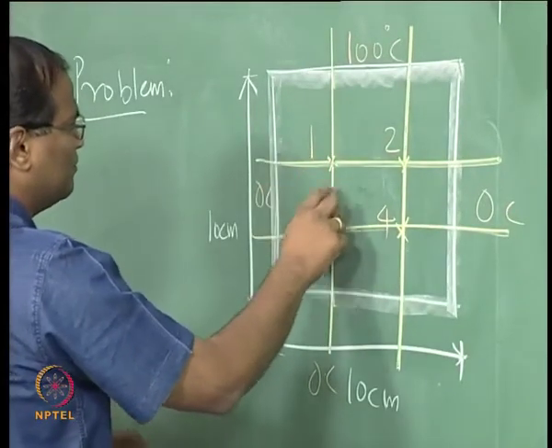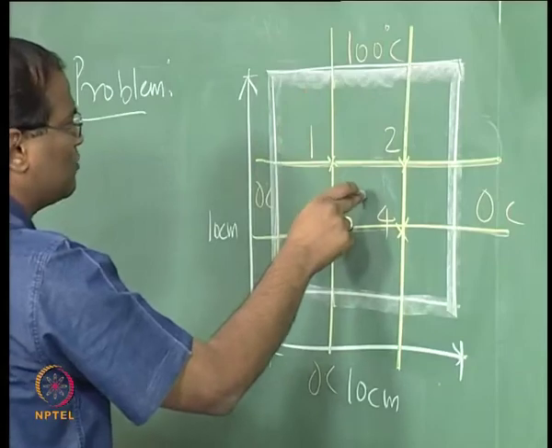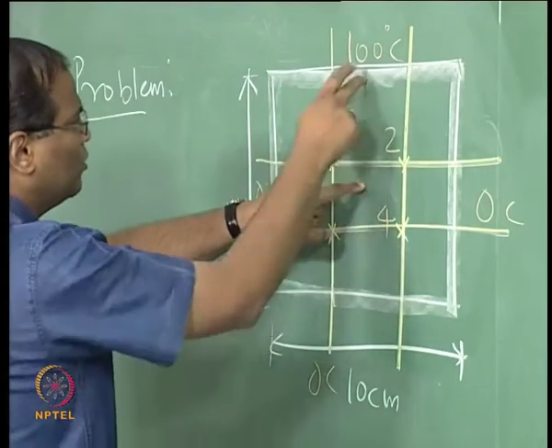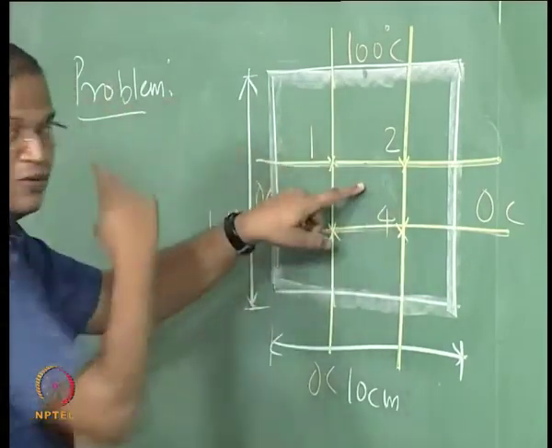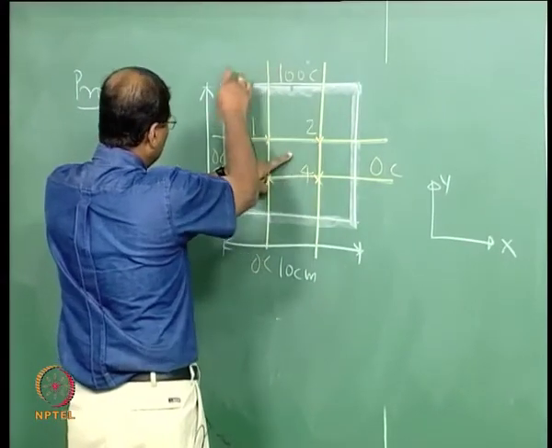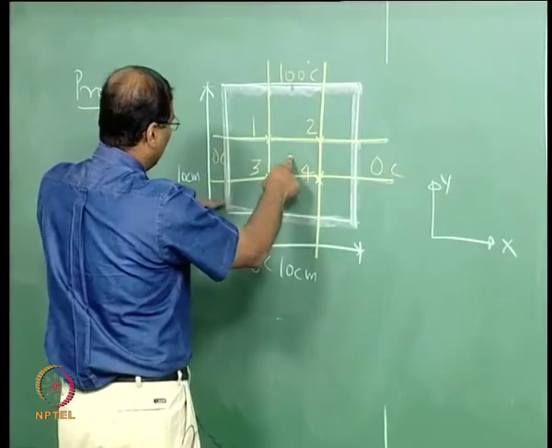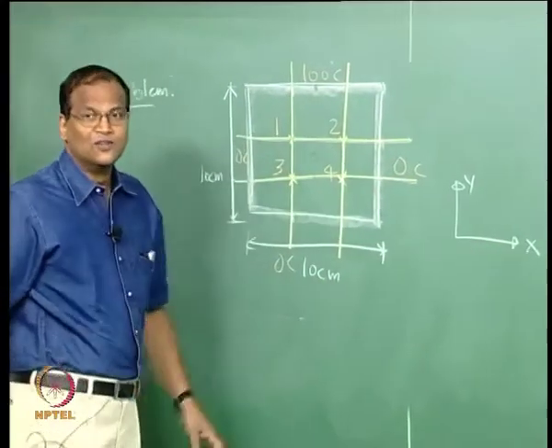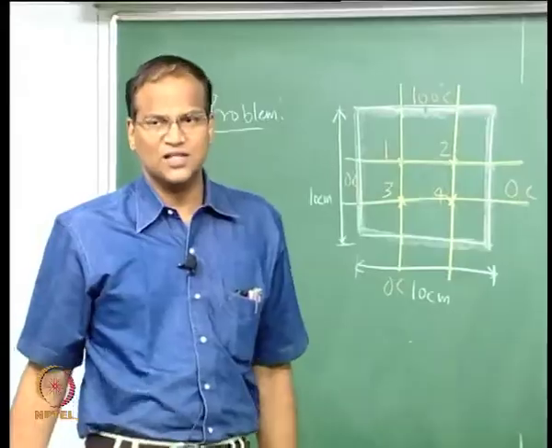That is called a 9 node stencil, or the last 4 could be taken like this. For this point all the corners can be considered. So that is what is called a 9 point stencil.